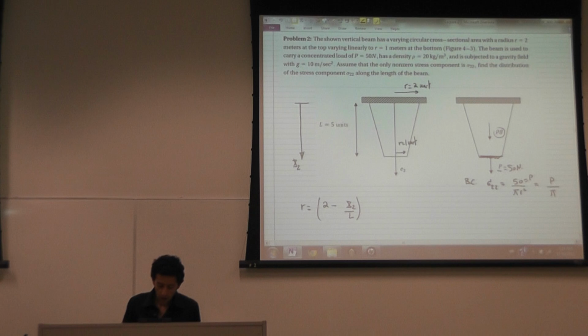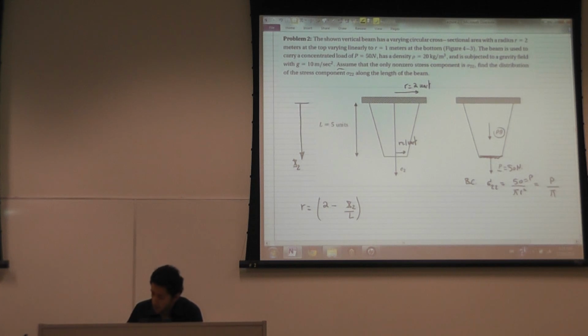It has a density of 20, and a gravity field g is equal to 10 meters per second squared. And here's the restrictive assumption. Assume that the only non-zero stress component is sigma 2. Without this restrictive assumption, I won't be able to solve and find the stress distribution. Find the distribution of the stress component sigma 2 along the length of the beam.